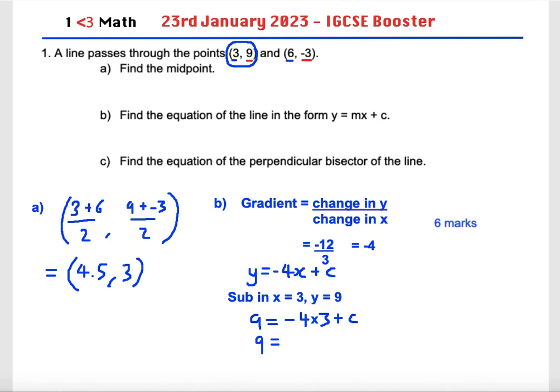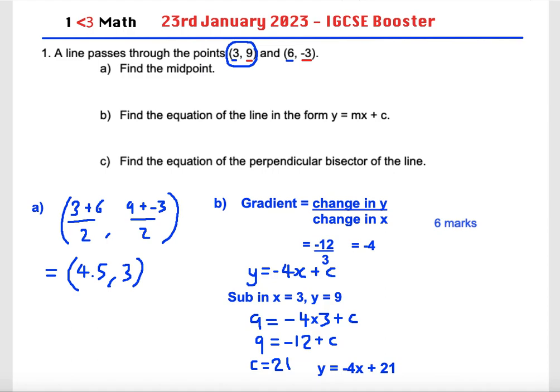So -4 times by 3 is -12. We now have an equation, 9 equals -12 plus c. So that's 9 equals -12 plus c. We add 12 to both sides. So we've got c equals 21. That's a +21, so we can write our graph as y equals -4x plus 21.